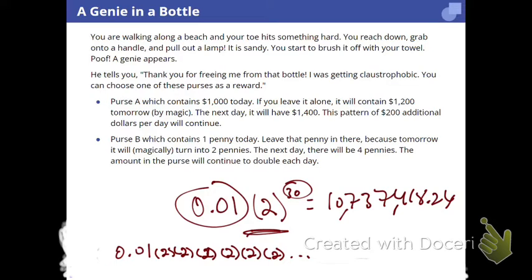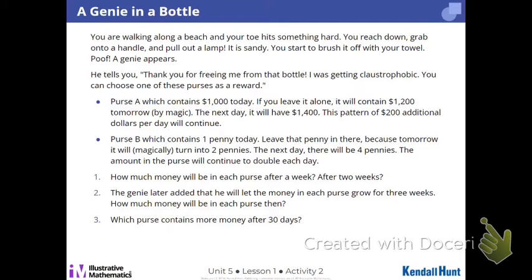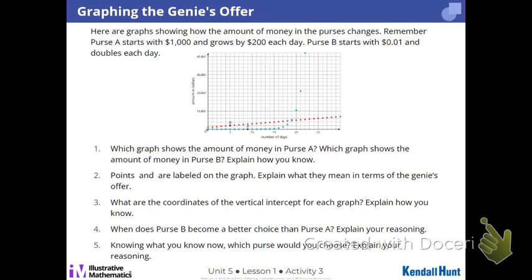So, that purse, man. Purse B. Was purse B better? No. Not necessarily. Let's check out the graphical representation of these purses. You can see it here. I need you to answer questions 1 through 5 with your table partner.